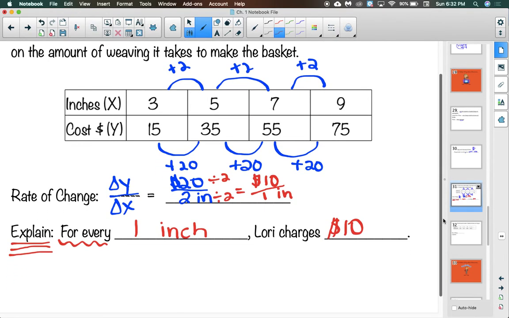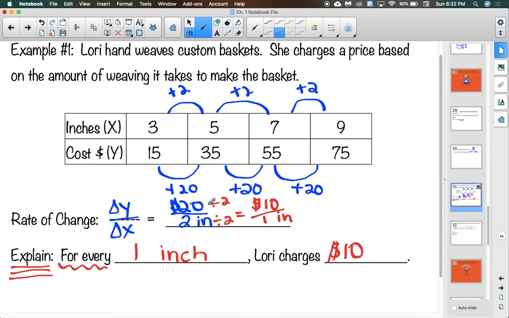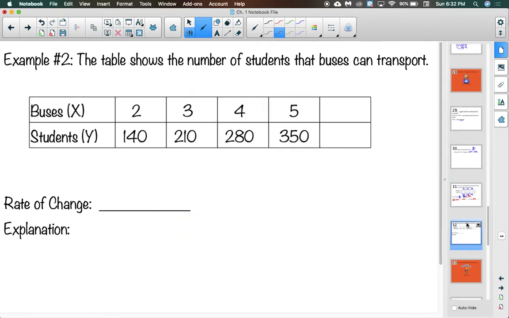Okay, so this is a constant rate of change because all of these units equaled out into the same delta y over delta x, same unit rate. Let's check out another one. Example number 2, the table shows the number of students that buses can transport. All right, so remember the formula. The formula is delta y over delta x.